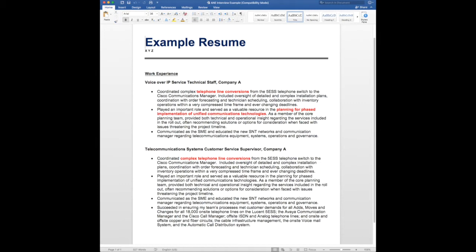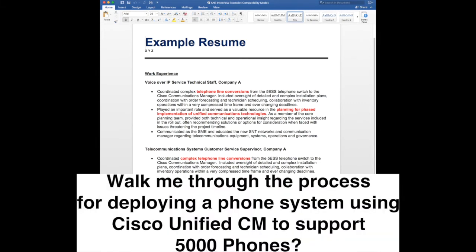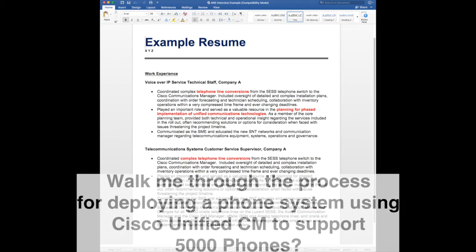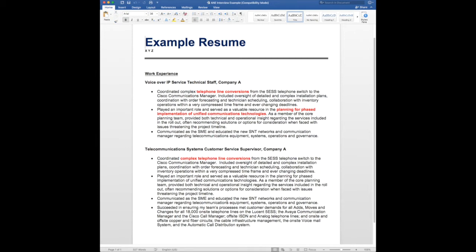So I may ask a question like, walk me through the process for deploying a phone system cluster using Cisco Unified Communications, which is the product that she mentioned they have experience with, to support up to 5,000 phones. That should be easy because this particular environment has about 18,000 phones. So I wait for how they respond. I would say something like, I will be deploying a cluster with multiple phone systems with publishers and subscribers, setting up different UCM groups, things like that.